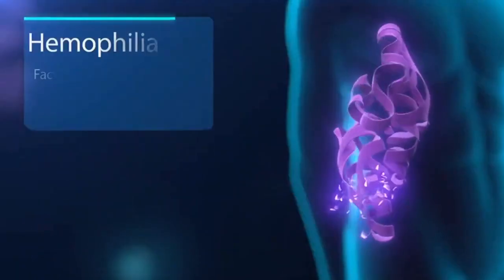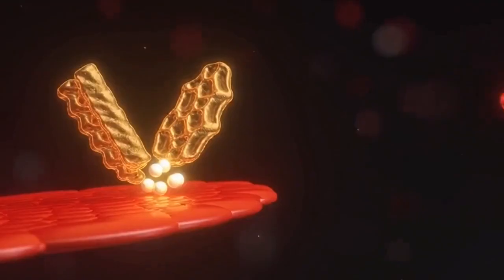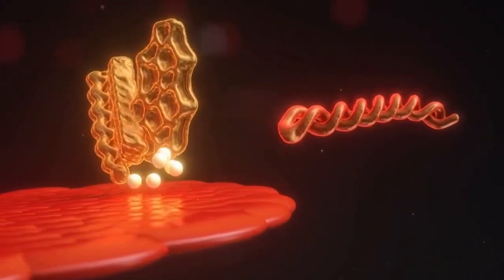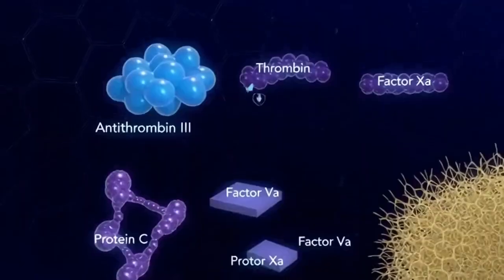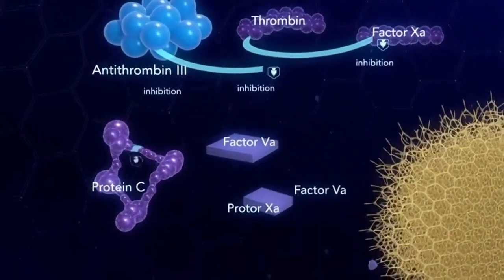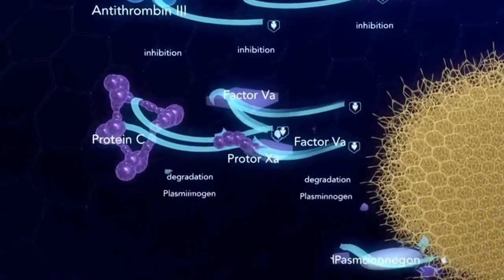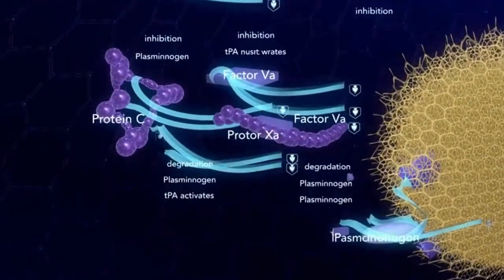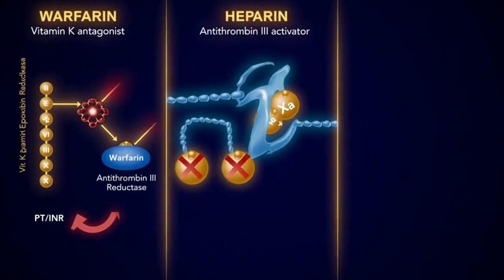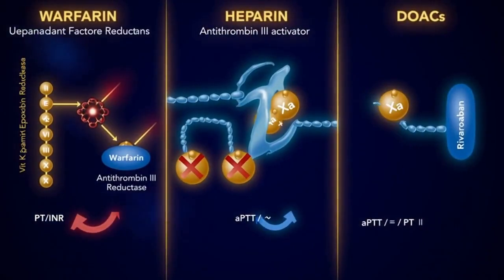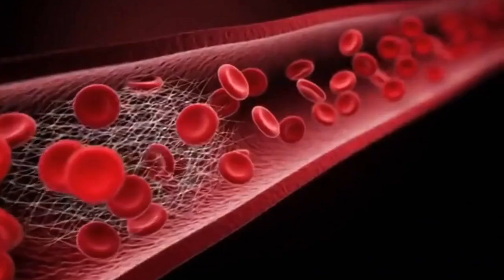Fibrinolysis removes the clot once healing occurs. Plasminogen is converted to plasmin by tissue plasminogen activator, tPA. Plasmin degrades fibrin into D-dimers, which are measured in the lab to detect thrombosis. Elevated D-dimer is sensitive but not specific. It rises in PE, DVT, DIC, surgery, infection, and cancer.